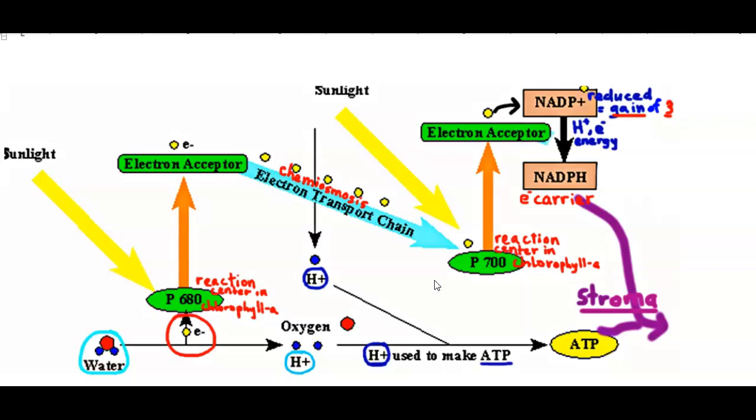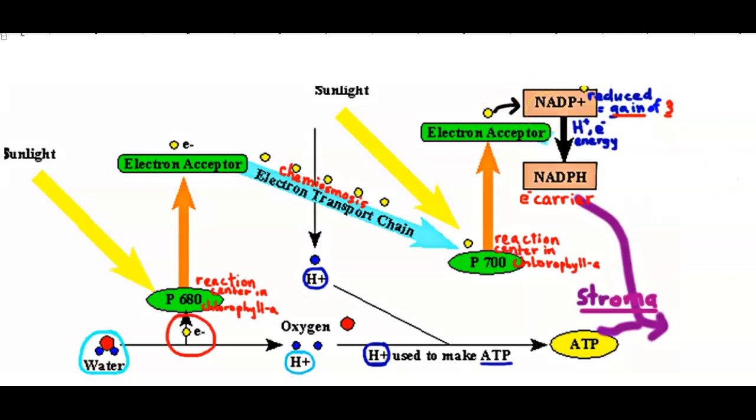So now it's going to get re-energized. Notice we have sunlight coming in again. The electron is waiting there to receive all that energy from the sun, with all the different pigments trapping that energy and sending it to that electron. Initially it was at a lower energy state; now it's at a high energy state. It's picked up by an electron acceptor, a different electron acceptor.